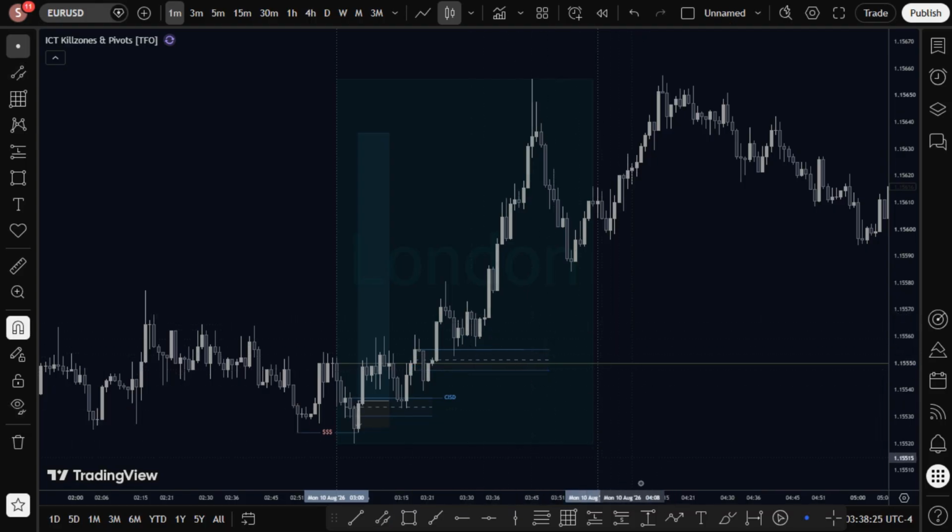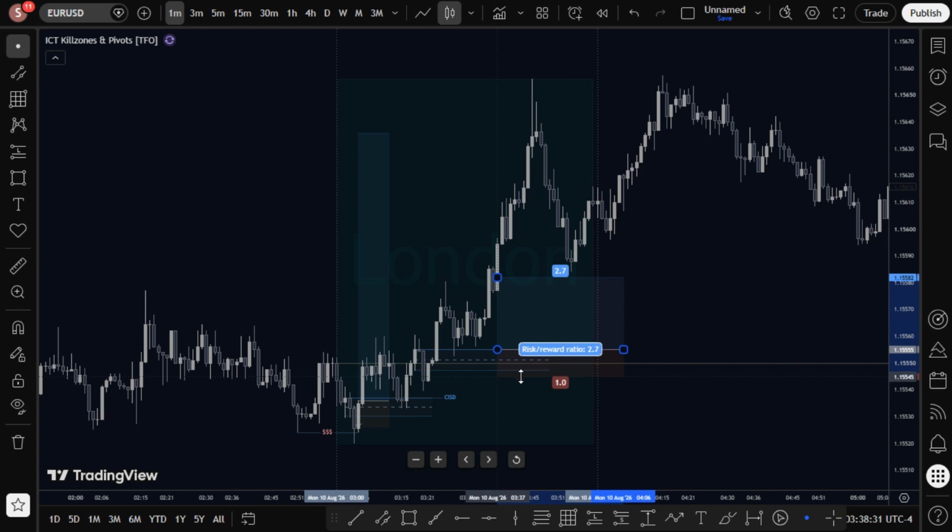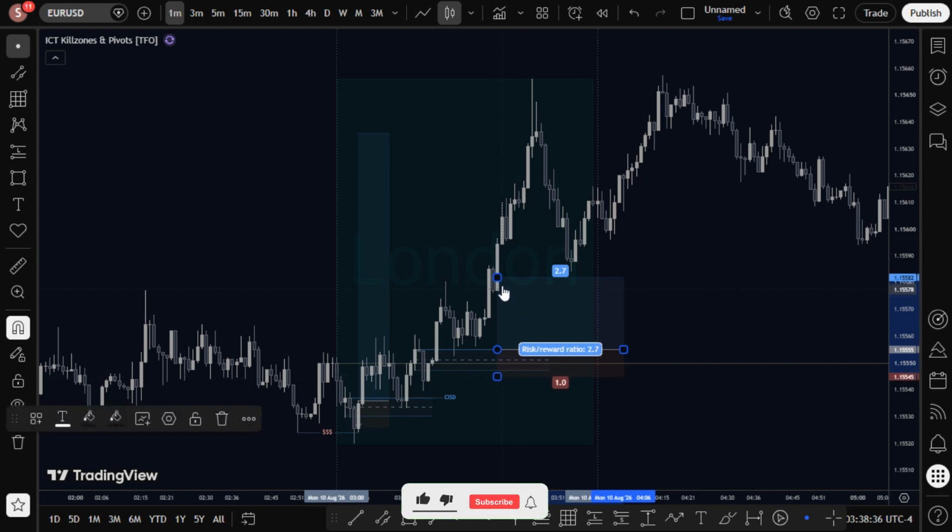So that can be entry number 2. Guys, please follow me on this. This is a 1 minute time frame. Stop loss below the breaker. 1 pip is okay.